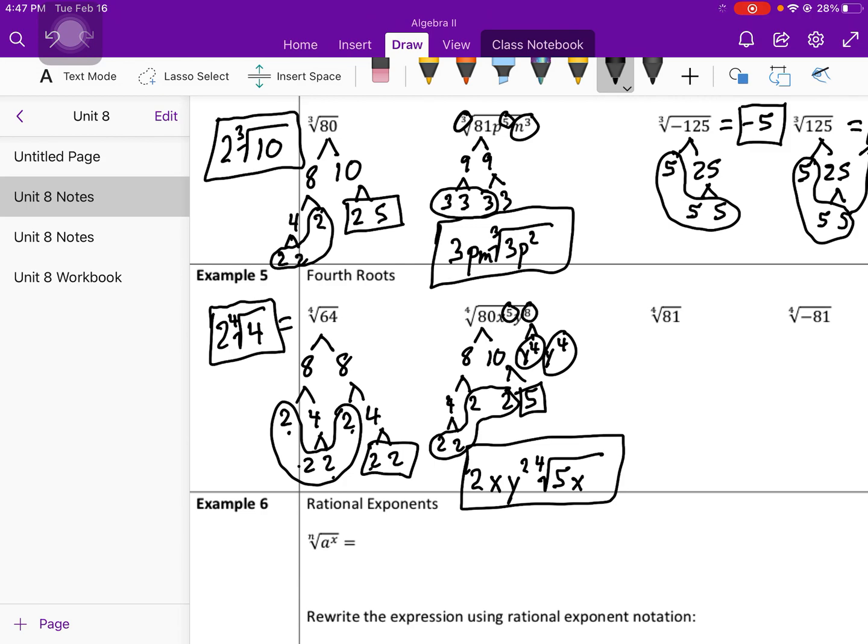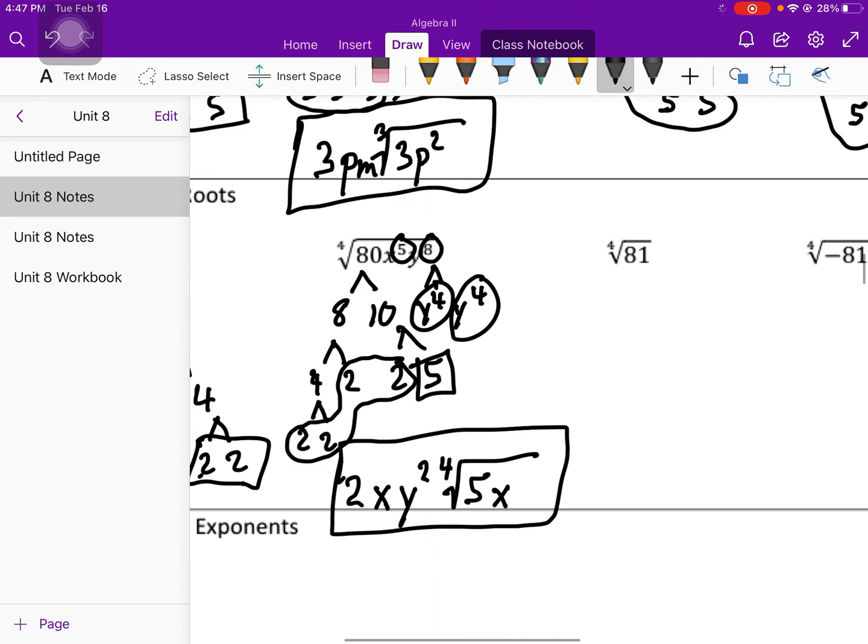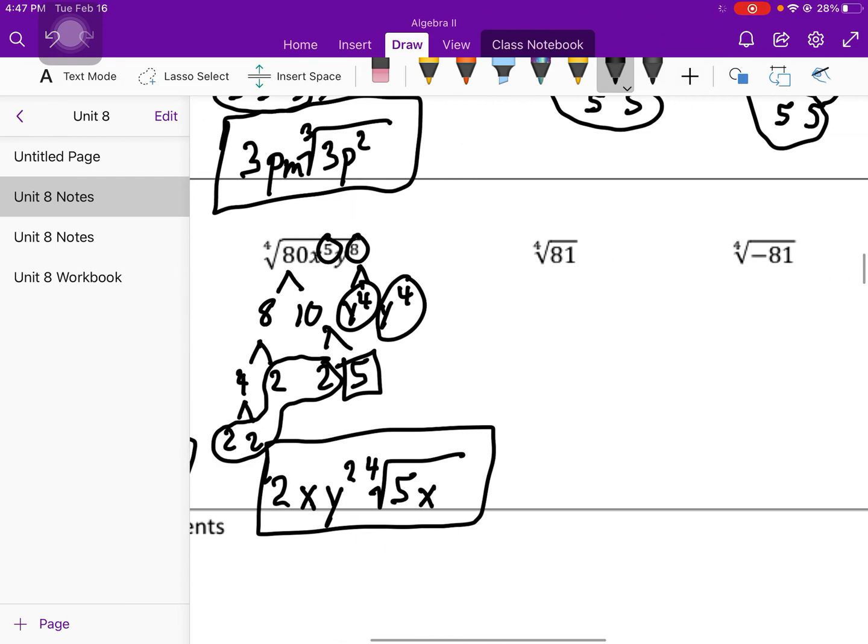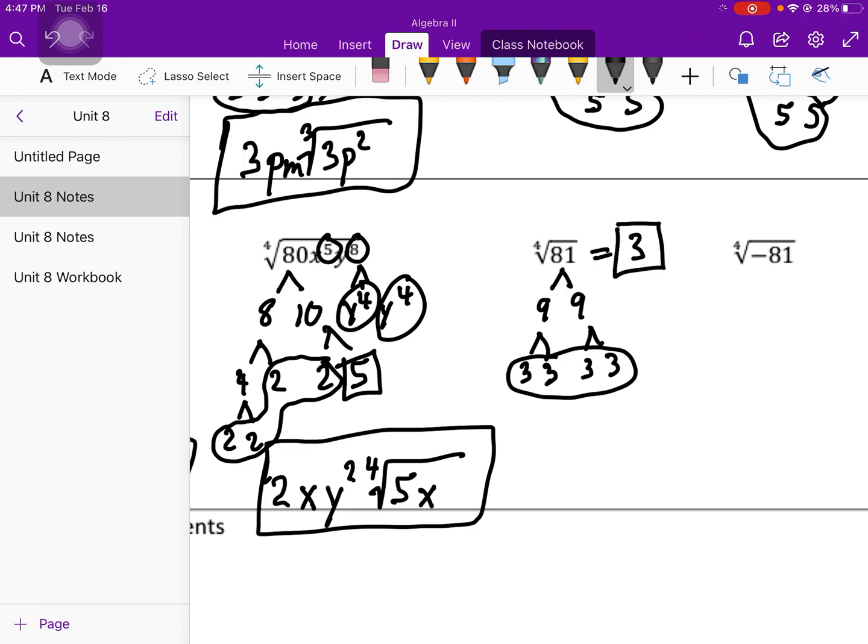They get more complicated the bigger your index is. So fourth root of 81, break that down into 9 and 9, 3 and 3. We're going to get really good at this prime factorization. And we have a whole group of 4 3's, so the answer just ends up being 3. There's nothing left inside the radical.